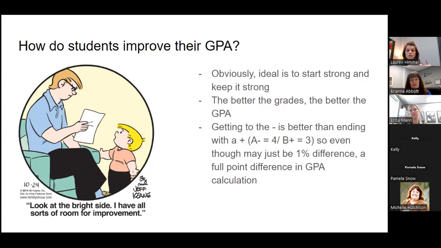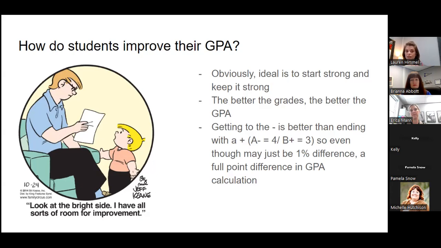So starting strong, not having to dig yourself out of a hole, is what we really are talking to our students about in regards to GPA, in regards to life in general. But it's very, very important that our students at that freshman level understand, I'm building my foundation for all 4 years of high school.